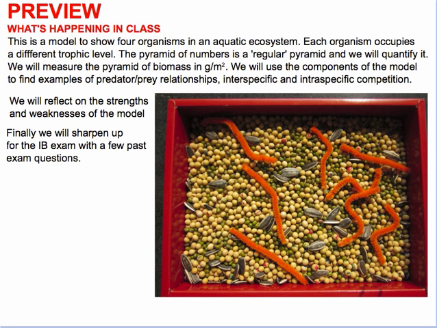And once we get the pyramid of numbers, then we will go on to measure the pyramid of biomass, which is grams per square meter. And then we will use the components of the model to find examples of predator and prey relationships, interspecific and intraspecific competition. Then we will reflect on some strengths and weaknesses of our model.